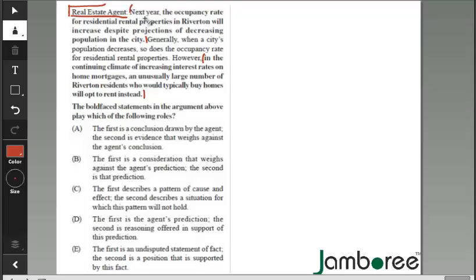Next year, the occupancy rate for residential rental properties in Riverton will increase despite projections of decreasing population, right? So we talked about finding keywords. Despite: in the first boldface itself he's saying two things. A will happen in spite of B. So even though B is going to happen, A will also happen, and these are two contradicting things. So there is a contradiction here.